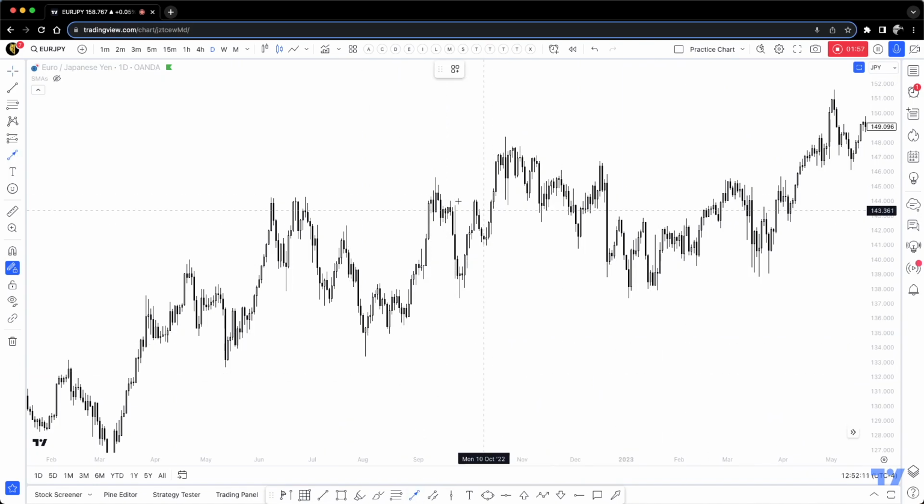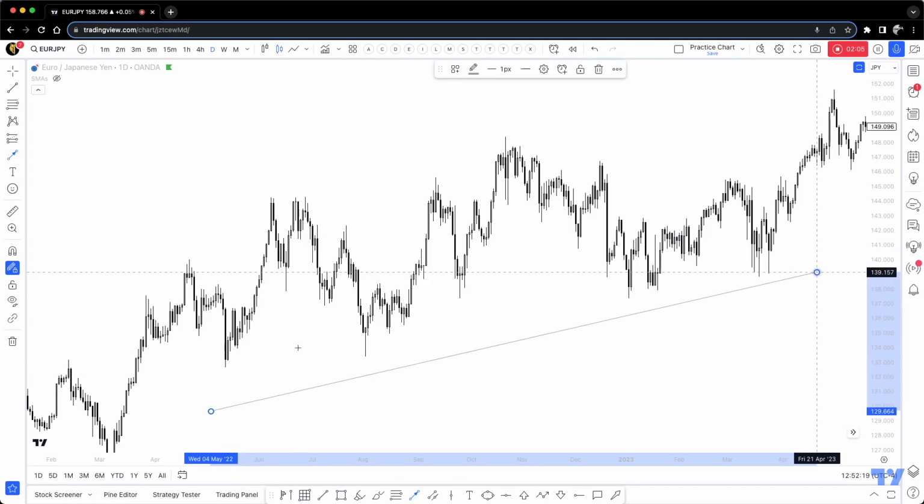For example, in here, I'm on Euro JPY. It's sort of choppy, but it's still bullish. The market is creating higher highs, higher lows. This is a higher low, higher low, higher low, higher low, and also higher highs at the top. So it's pushing up.